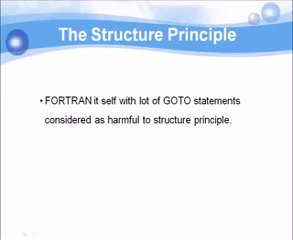But in early history languages, most things dealt with goto statements. There are 3 goto statements: basic goto, computed goto, and assigned goto. Fortran itself, with a lot of goto statements, was considered harmful to the structured principle.